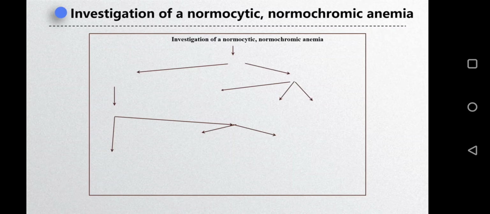Investigation of a normocytic normochromic anemia. The point is the reticulocyte count. If it is high, it is a proliferative anemia or the compensatory period of anemia. If the retic is normal and bone marrow is normal, then it is a problem of secondary anemia. If the retic is normal or lower and bone marrow morphology is abnormal, it may be a malignant disease.